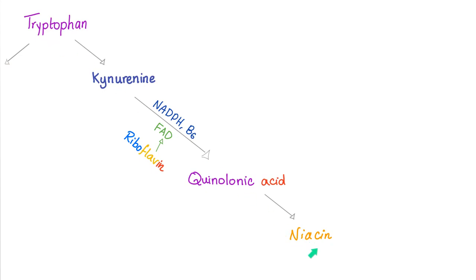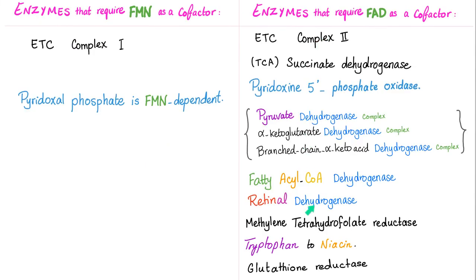Mr. Tryptophan is here, niacin is here. How do you make niacin? Is it one step? No, it's complicated. Okay, tryptophan to something called kynurenine, and then after the kynurenine you get the quinolinic acid, but from here to here you need NADPH, you need vitamin B6, and you need FAD. FAD comes from riboflavin. We are done with all of them except glutathione reductase. Let's protect your RBCs from the H2O2, from the reactive oxygen species.